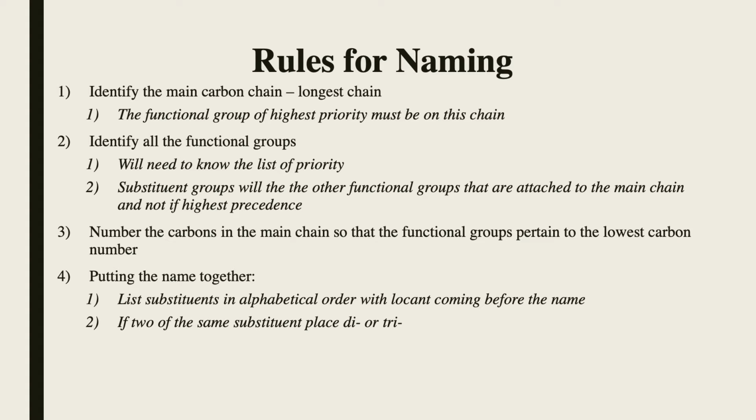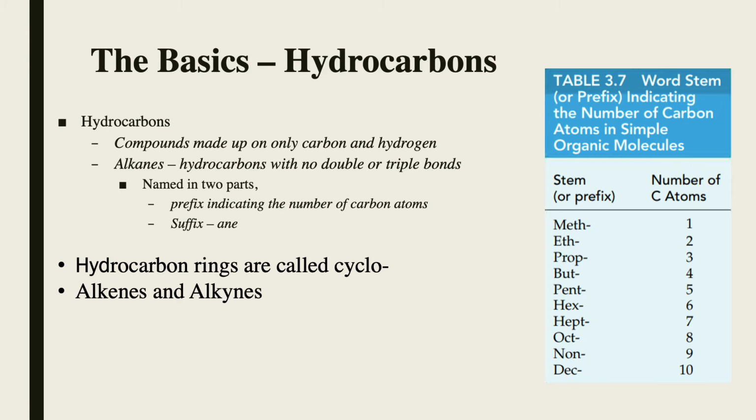And lastly, we're going to put the name together and list the substituents in alphabetical order with the locant coming before the name. And if two of the same substituent group are on the carbon, we're going to place di or tri in front of that name. Going over the basics, we have hydrocarbons.